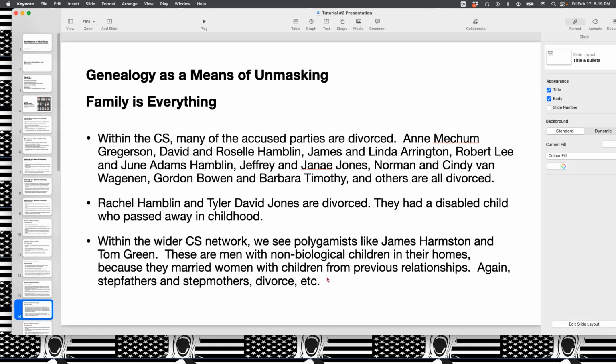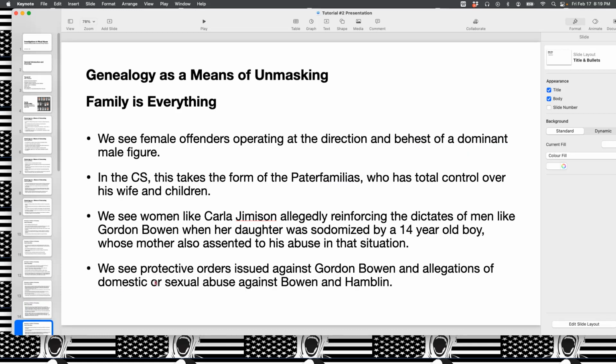Oh my gosh. Yes. So again, you're looking at stepfathers and stepmothers. You're looking at divorce. You're looking at live in partners, which Tom Green technically was a live in partner because he could only be legally married to one of those women at a time. So it fits any way that you slice it.